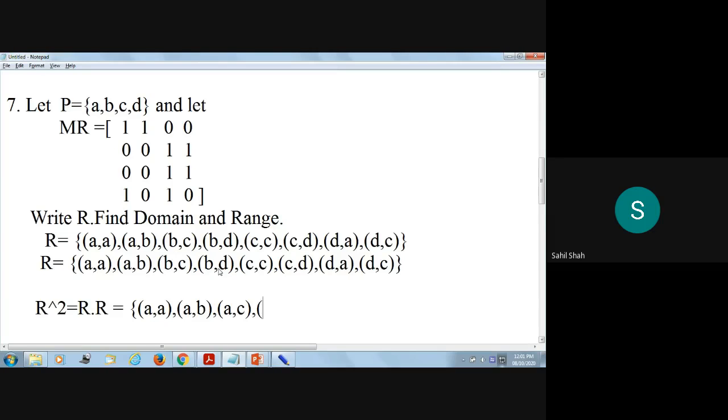D, new pair formed is AD. AB, nothing else. Okay. Let us go for BC. With C, you will have B comma C. With D, you will have B comma D. Okay, I think C is over.